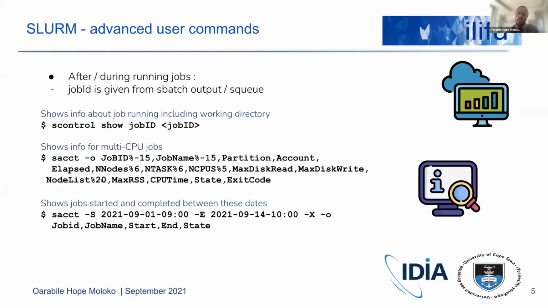A very useful case for sacct is pulling up all your jobs that were completed or not, even if they failed, between two specific dates of interest. So here I used this to pull up the jobs that I ran between the 1st of September and the 14th, so to pull up everything that I ran within that time.